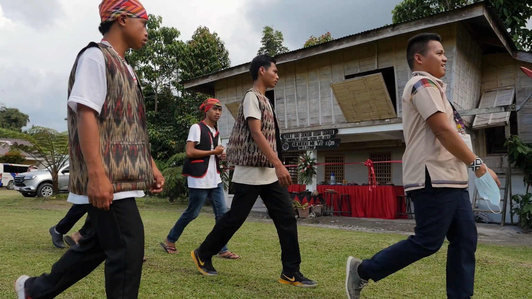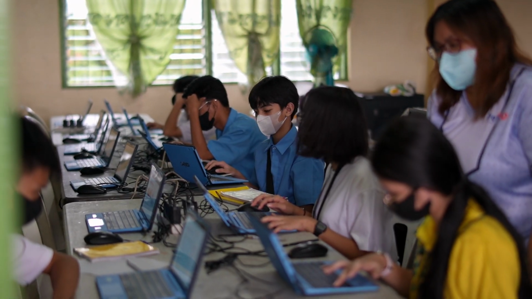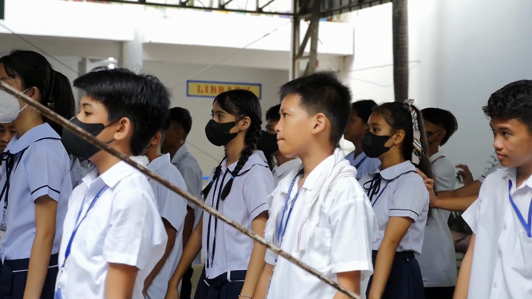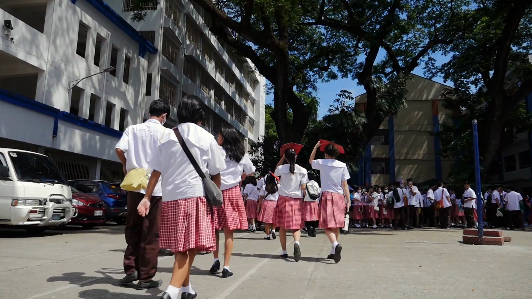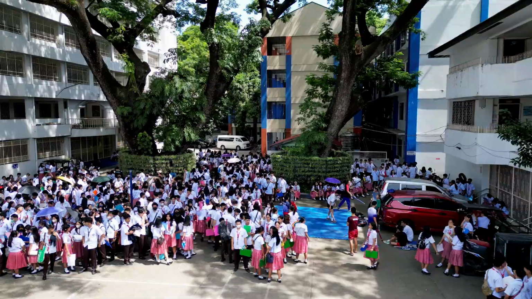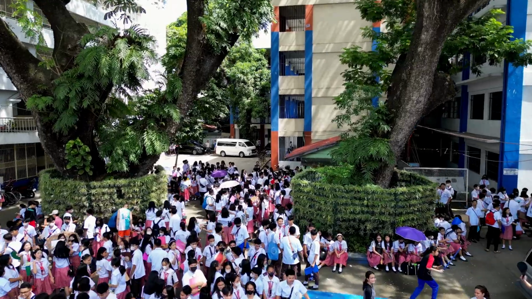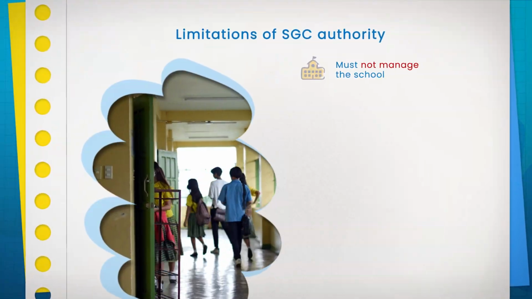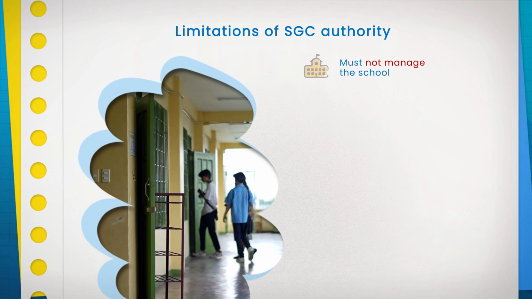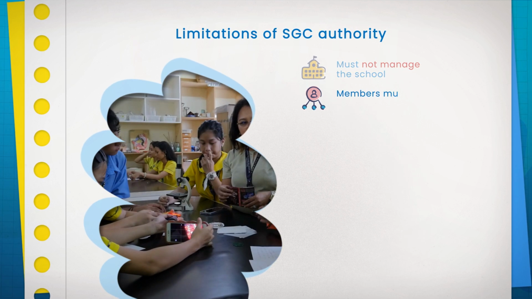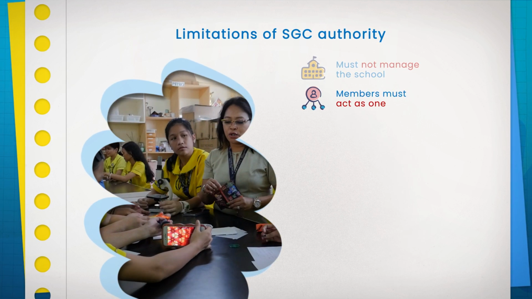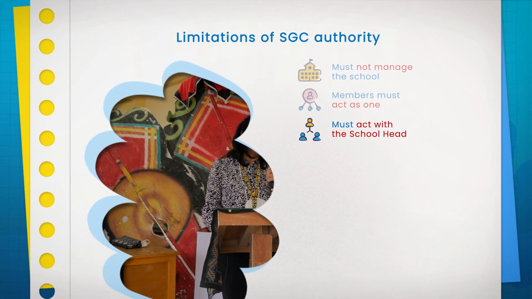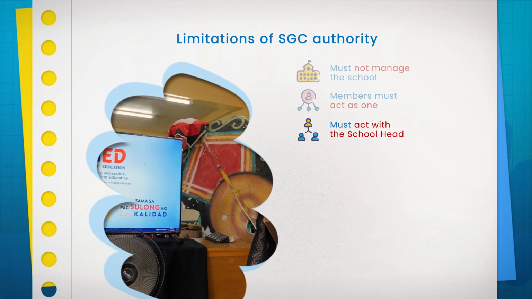From what we have learned so far, the SGC puts the school stakeholders in a good position to advocate for and create good change, as well as be responsive to issues and emerging needs. But there are limitations to its authority. First, the SGC shall not manage the school. That is the job of the school head. Second, the members must act as one entity and not individually. Third, the SGC must not act on its own, but do so with the school head.